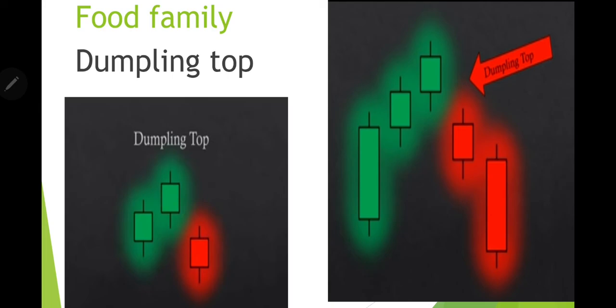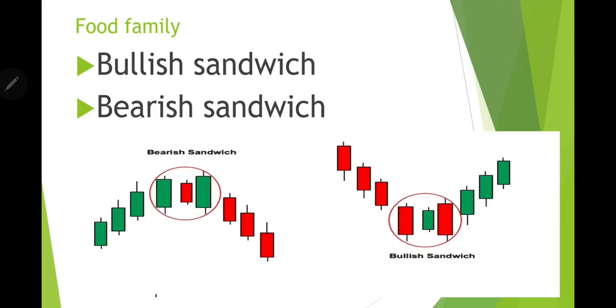Also under the food family, we've got the dumpling top. I guess it takes its shape after the dumpling. You'll find that the dumpling top will appear on top of an uptrend like this to signal the reversal to the downside like this. Under the food family, we also have a bullish sandwich and a bearish sandwich.